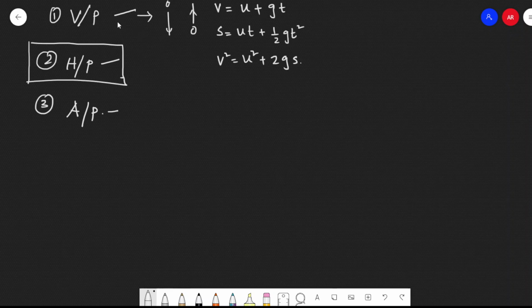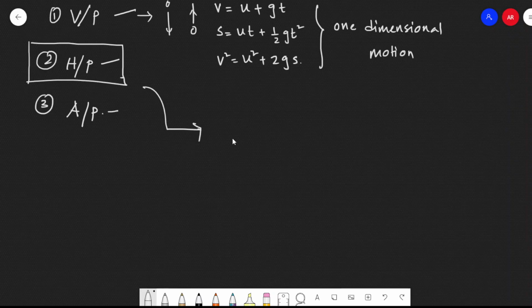So we do not have a lot to deal with for the vertical projection, because the object is restricted to one dimension. When we talk about vertical projection, it is just one-dimensional motion. But when we talk about horizontal projection, the object's motion is not restricted to a single plane, a single dimension. Rather, the object has a two-dimensional motion.